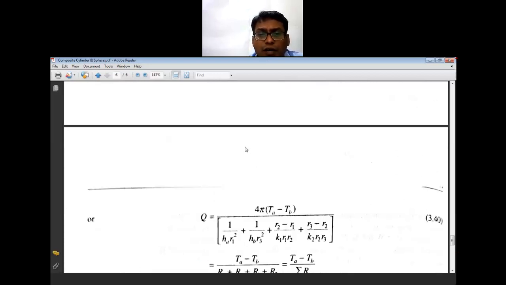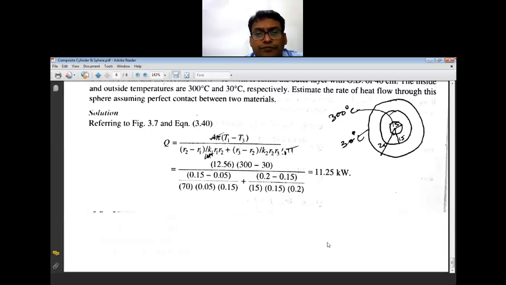So these two terms, the convective coefficients, get cancelled. Only the formula remains: Q equal to 4 pi into TA minus TB upon R2 minus R1 upon K1 R1 R2 plus R3 minus R2 upon K2 R2 R3. So this is 4 pi into T1 minus T3 upon R2 minus R1 upon K1 R1 R2 plus R3 minus R2 upon K2 R2 R3. After simplification, the answer comes out as 11.25 kilowatts.